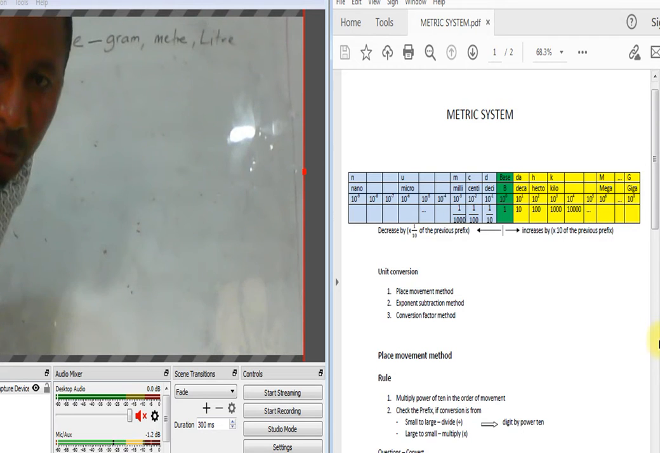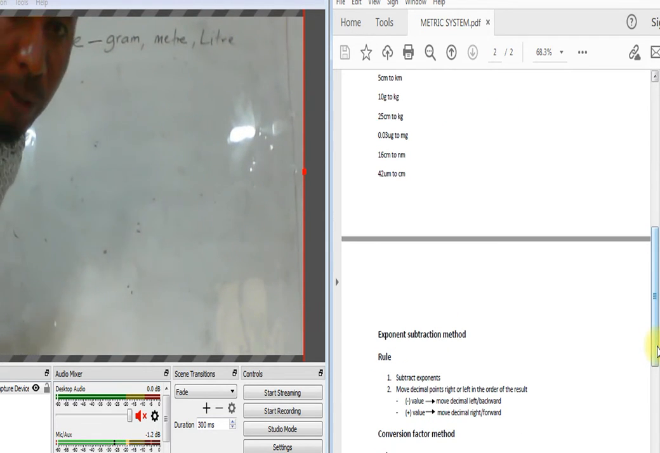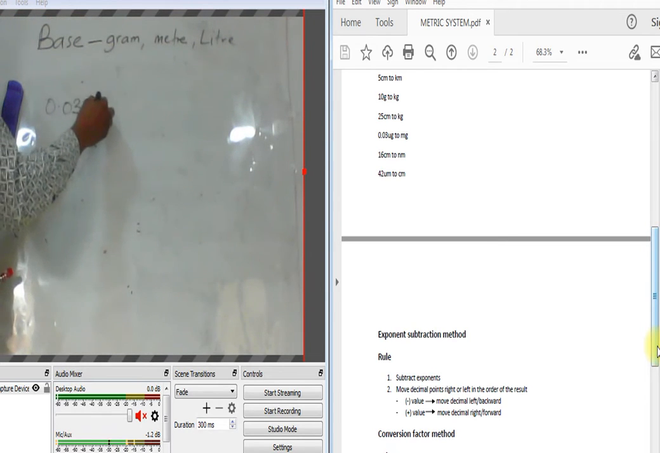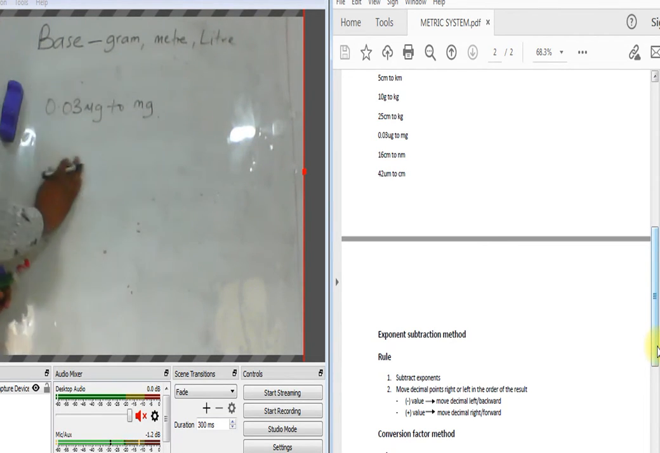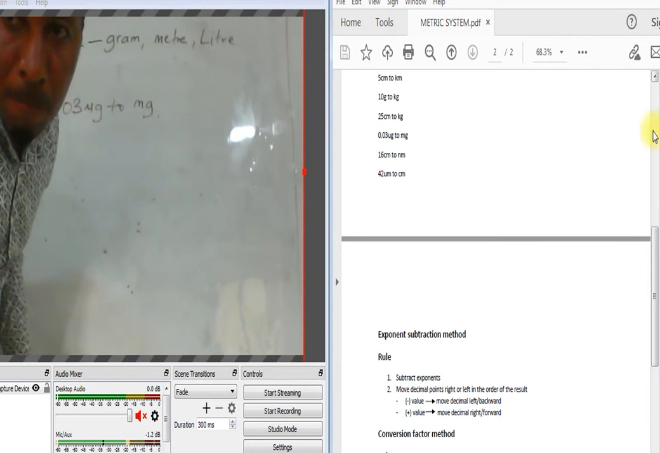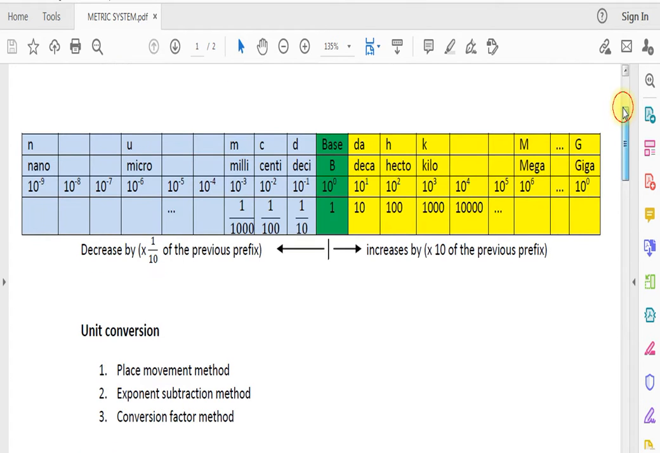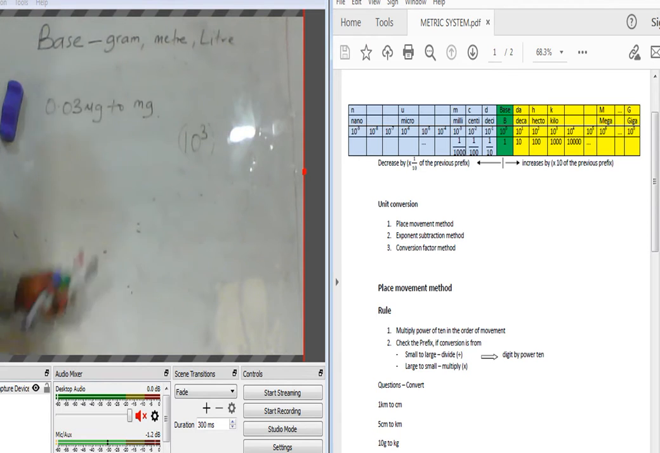We have 0.03 microgram to milligram. 0.03 microgram to milligram. Okay, now let's quickly look at the metrics. How many places are we going to move? So in the metric system here, from microgram to milligram, we'll have 1, 2, 3 places. Okay, so I'm moving 3 places. Means I'm going to say 10 to the power of 3. So it's 3 places, so I have 10 to the power of 3.